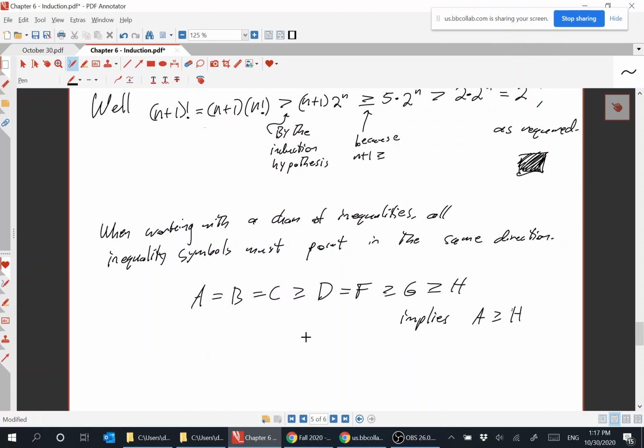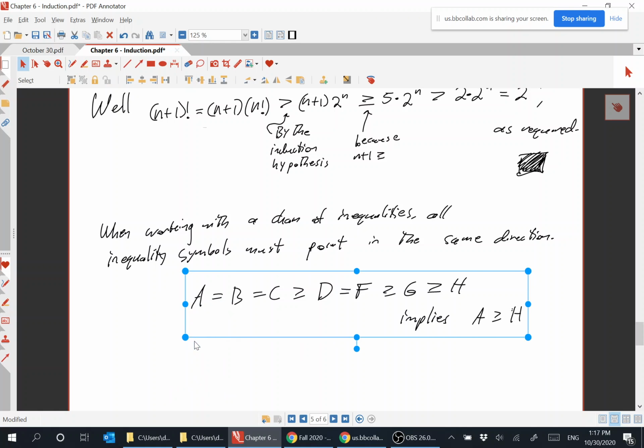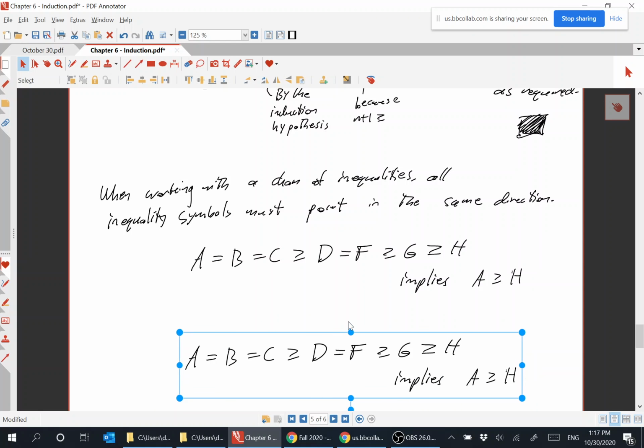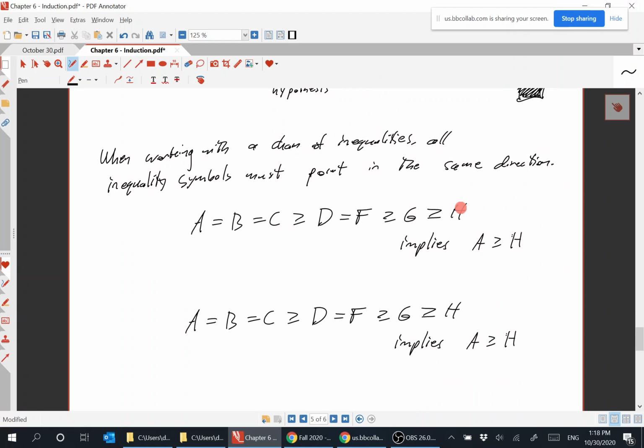Okay, bigger than or equal to because there's no strict inequality going down at any spot. If there was just one strict inequality, you actually did go down, in which case you can conclude A is bigger than H. All right, so all the inequalities got to point in the same direction, and as long as you have one strict inequality in the chain, it gives you strict inequality for the beginning and the end.